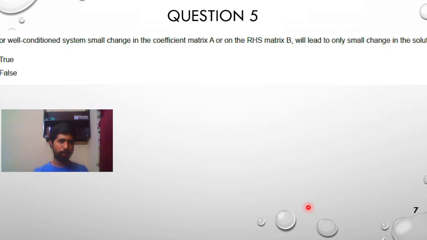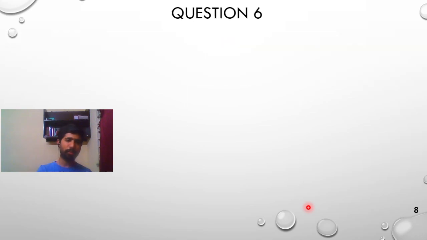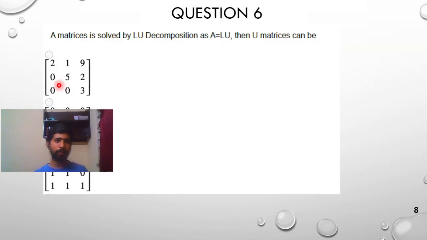Now question number 5: for a well-conditioned system, a small change in the coefficients of matrix A or in the RHS matrix B will lead to only a small change in the solution vector. I have already discussed the definition of a well-conditioned matrix. What should be the answer? True. Yes, the answer should be true. That's the definition of a well-conditioned matrix.